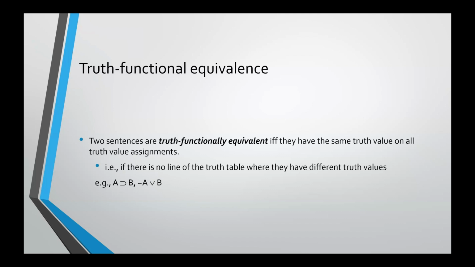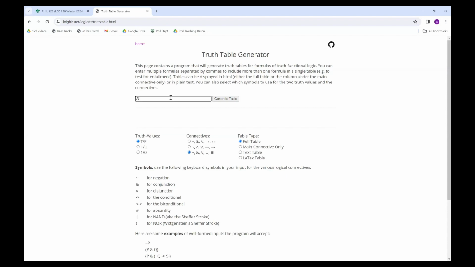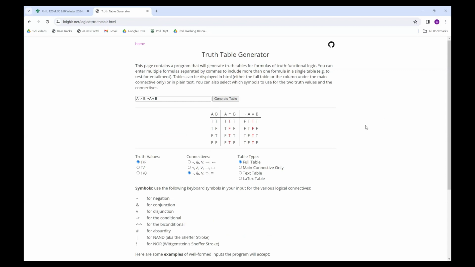So we'll look at these two sentences here, if A then B and not A or B. In earlier videos, I said that these were equivalent, and so now we'll prove it by generating a truth table. So let's go to the generator. It's already set up for working with SL. Enter our sentences. And when you're entering multiple sentences into the generator, you separate them with commas. So enter those, go to generate table, and let's do it as main connective only, just to make it a little easier to see.